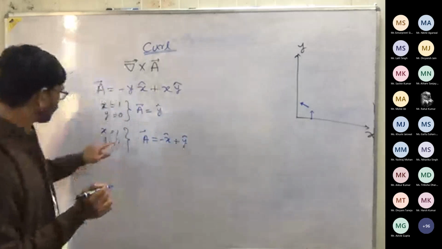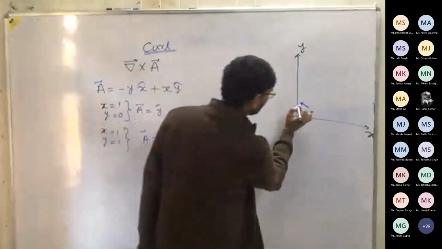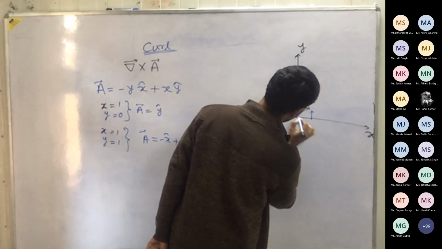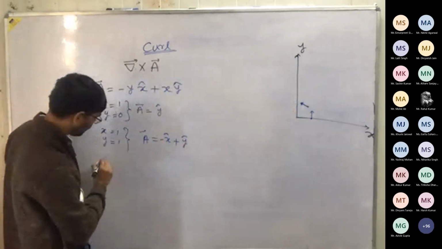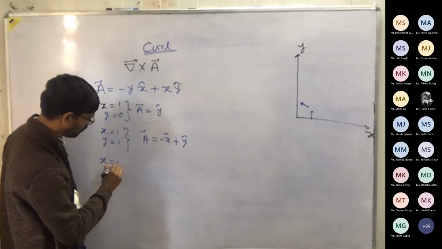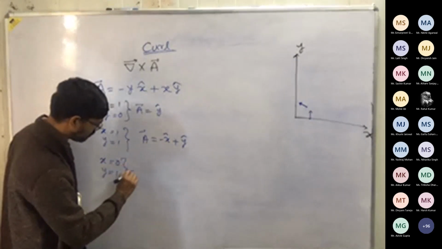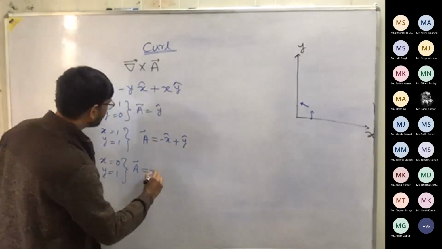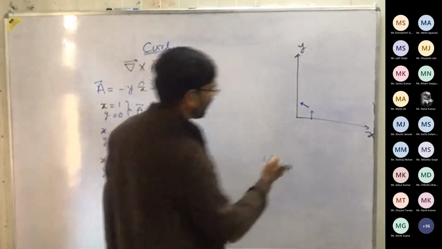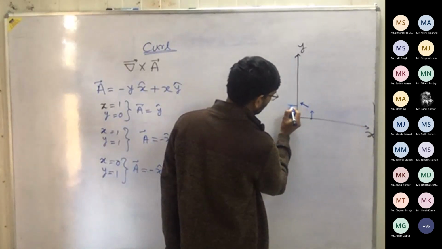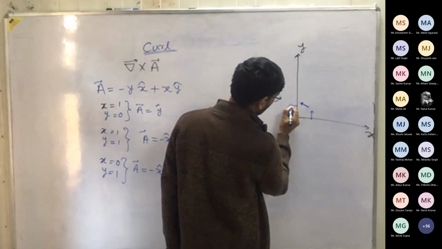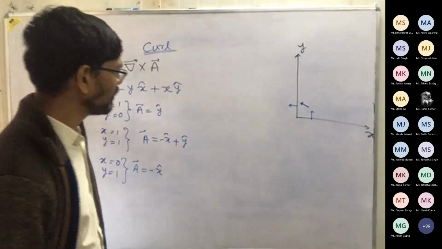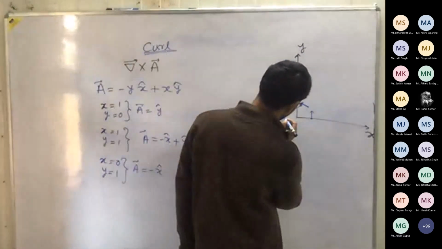Okay, now you take this point. This point is x equal to 0, y equal to 1. A is how much? A is minus x cap. So minus x cap is this direction, not that long. Okay, very good.